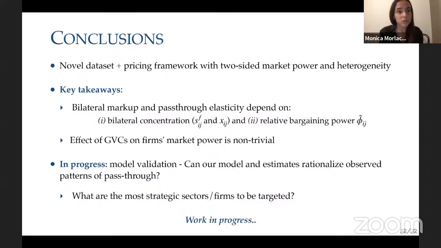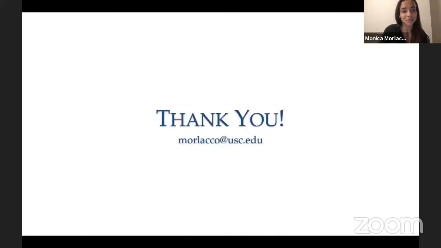Ultimately, we would like to give a sense of what are the most strategic sectors and firms to be targeted for trade policy, in the sense of what sectors could yield lower pass-through depending on how the market share is distributed. Again, very much work in progress. I thank you very much for all your comments.